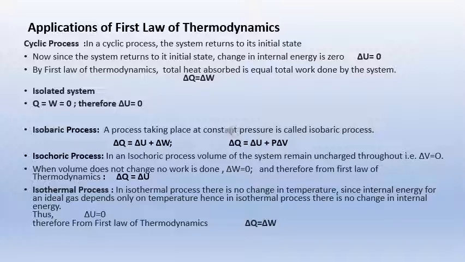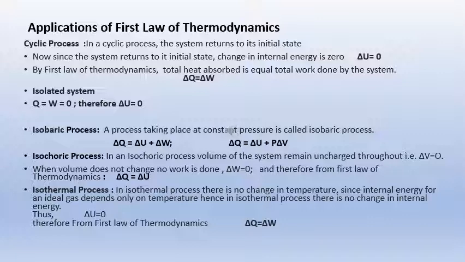Isobaric process. Now, isobaric process is a process that takes place at a constant pressure. So if the pressure remains constant and the volume changes, the work done is equal to P delta V, and therefore the first law of thermodynamics remains the same, that is, the heat energy supplied is partly used in increasing the internal energy and partly to do work.